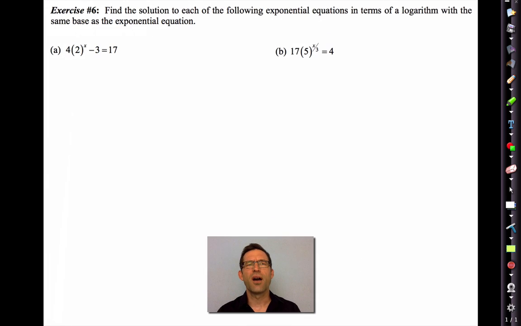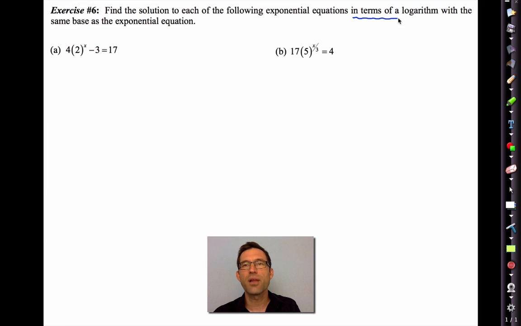One of the things that the Common Core would like you to be able to do is solve exponential equations and leave them in terms of logarithms. So not get a final answer like x equals 17, but an answer like x equals the log base 3 of 5, something like that. Exercise number 6 says find the solution to each of the following exponential equations, in terms of a logarithm.